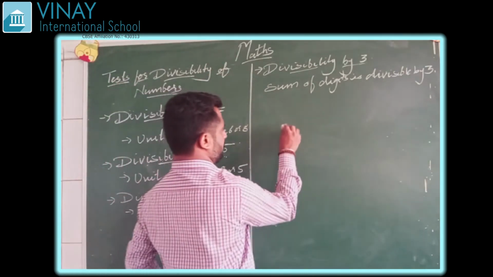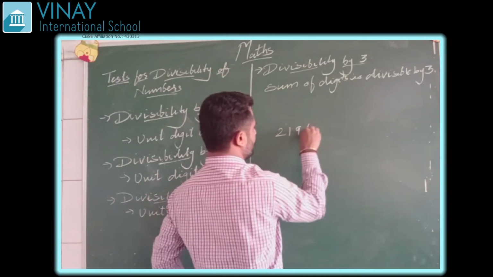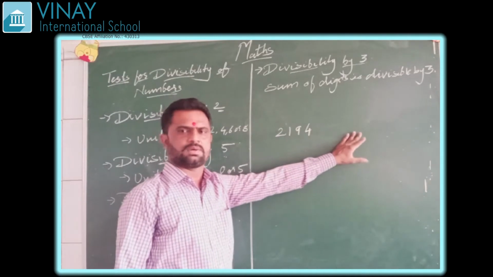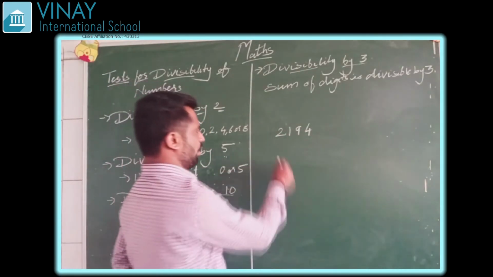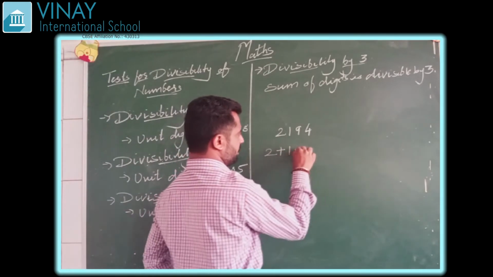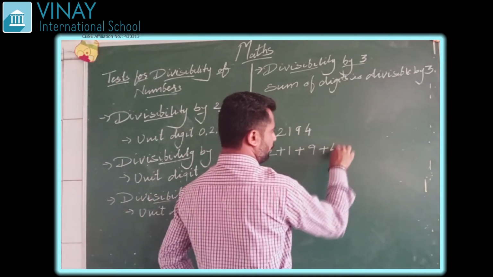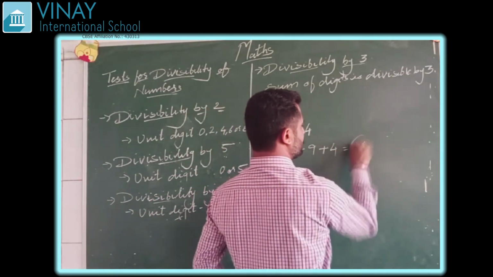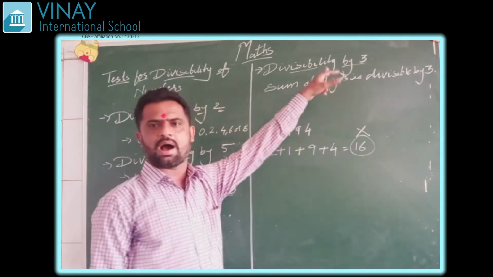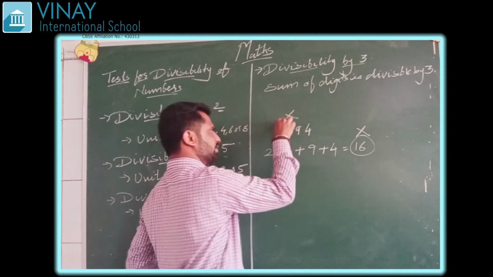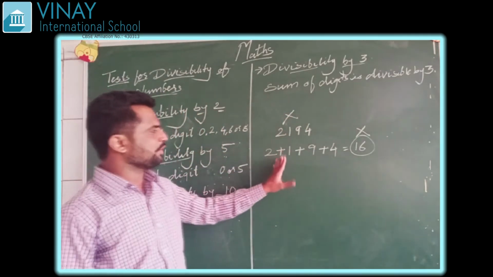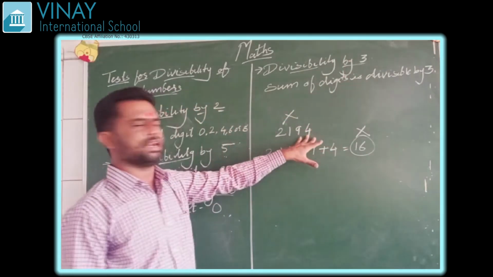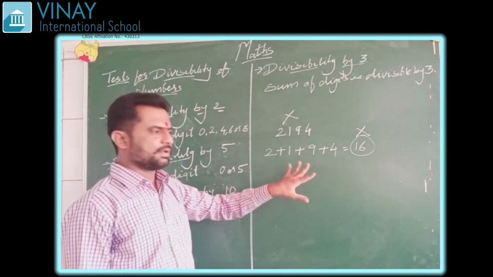Let me give you one more example. 2, 1, 9, 4. 2194. We need to find out whether this number is divisible by 3 or not. So 2 plus 1 plus 9 plus 4: 2 plus 1 is 3, plus 9 is 12, plus 4 is equal to 16. Now this 16 is not divisible by 3 and that's why this number is not divisible by 3. Because when we add the digits, the sum should be divisible by 3. Then and only then is that number divisible by 3.